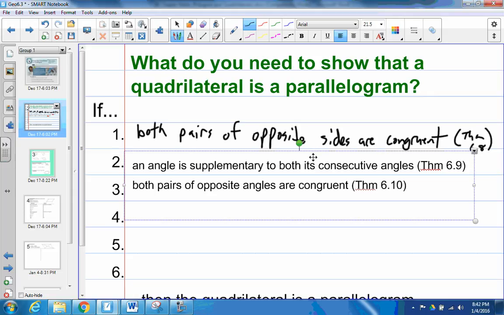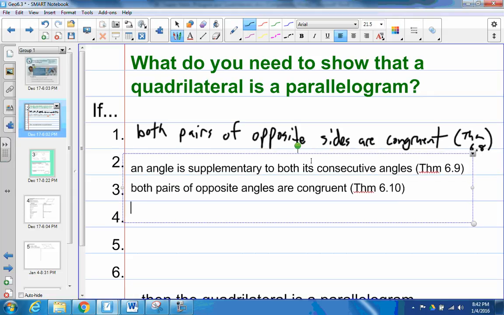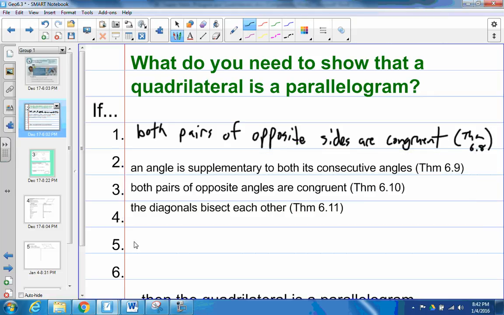All right. Next one. If the diagonals, now we're dealing with the diagonals. If the diagonals bisect each other, then we can prove that it's a parallelogram. That's Theorem 6.11. All right, and there's actually one more theorem. Now, this is a lot.